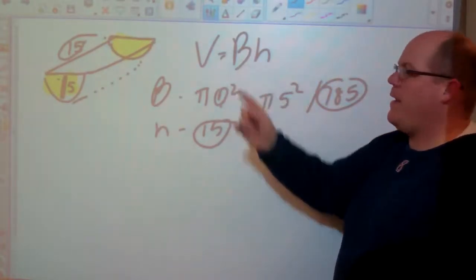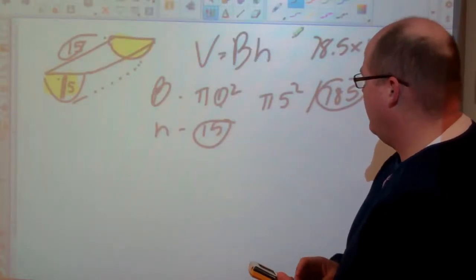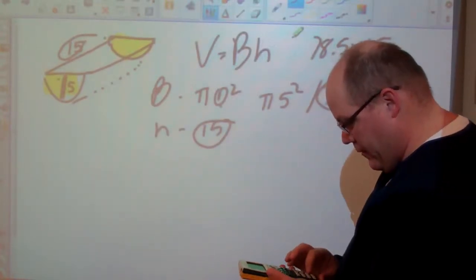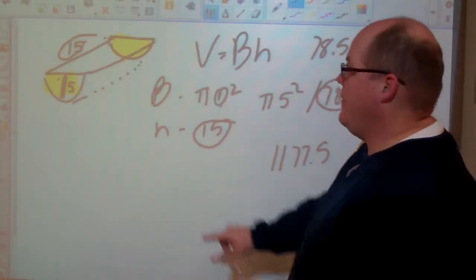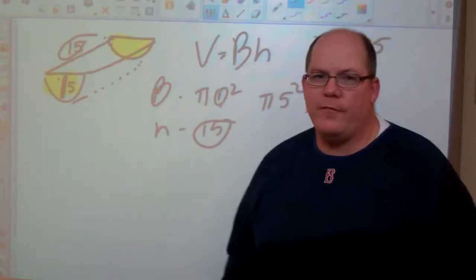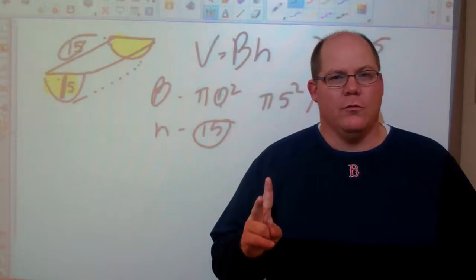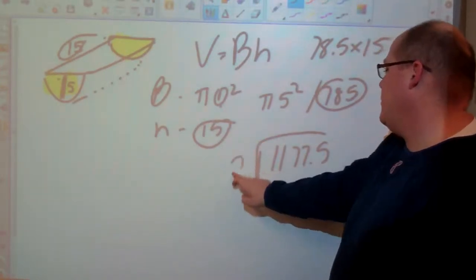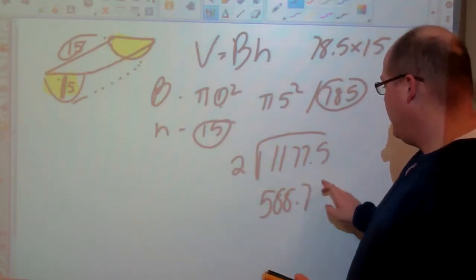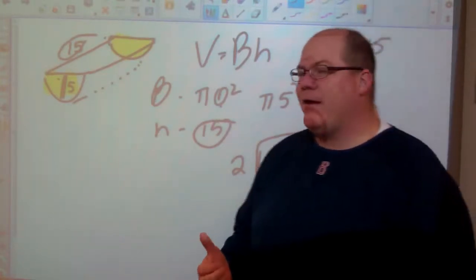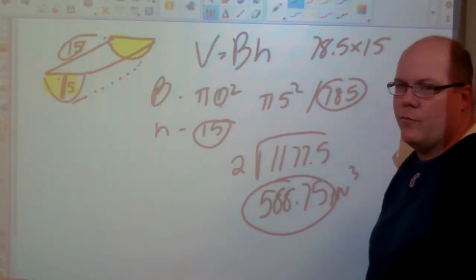So I'm going to take these two values and put them back into the formula. 78.5 times 15. That equals 1177.5. Now, again, this is half a cylinder. This is the formula to find the volume of a whole cylinder. So if we only have half a cylinder, we're going to have to divide this by 2. So divide that by 2. 588.75. So the volume of that half cylinder, or half a tank, will be 588.75.